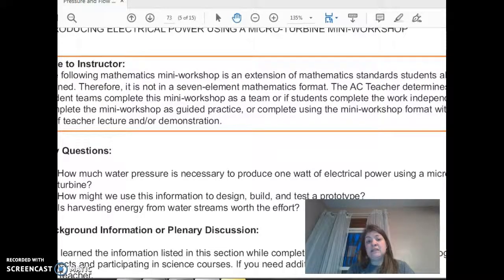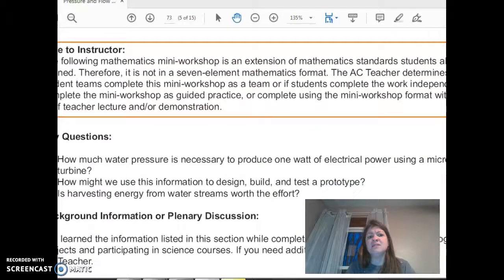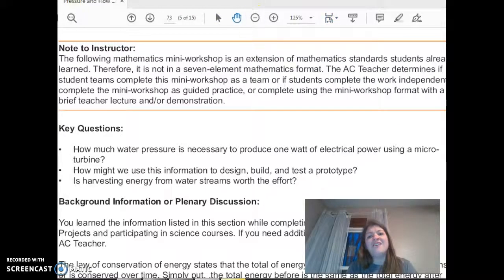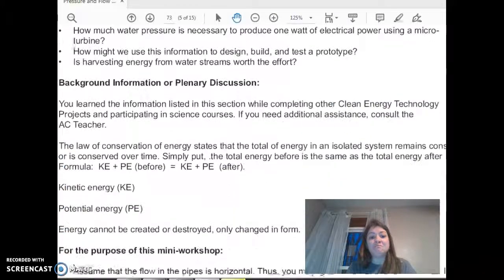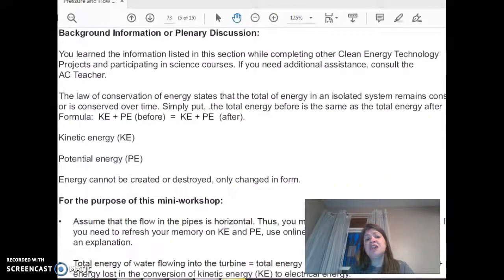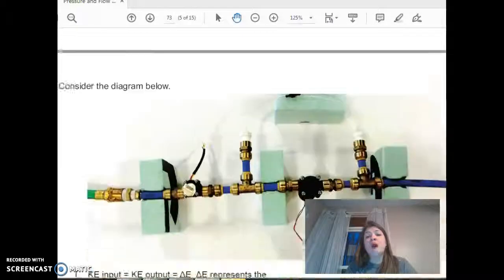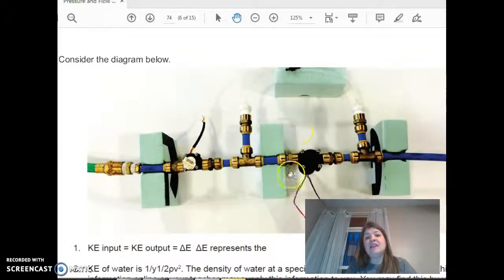If you're moving ahead and you get to experiment four, essentially what we're looking at is generating a watt of electricity. How much pressure do you need to generate a watt of electricity? That's important because you could use water running from a river, technically, to generate electricity. It wants to know whether that even makes sense for us. It talks about the conservation of energy, and you want to have a setup like this.